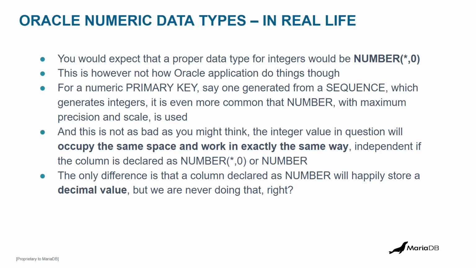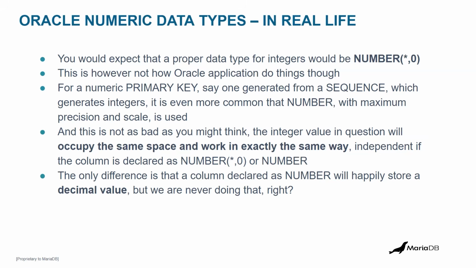For a column that is, for example, a primary key that comes from a sequence, or in the case of MariaDB from an auto increment, you might expect an integer in MariaDB, and in Oracle you might expect number(*,0). No, you don't. You actually expect to see number. And the number can store anything, it doesn't matter how you declare it. The value that you store in there, if it comes from a sequence, the sequence generates an integer, it makes no difference. Everybody who's developing Oracle applications does this, right?